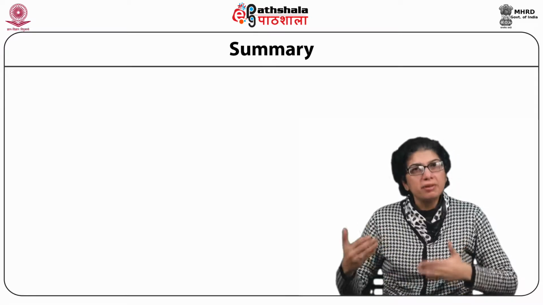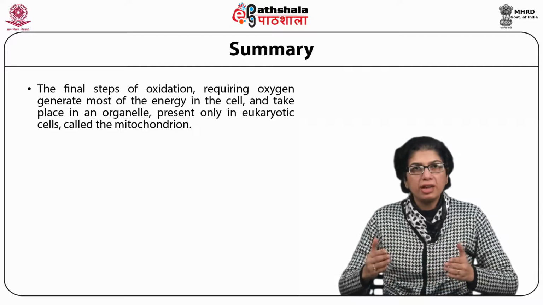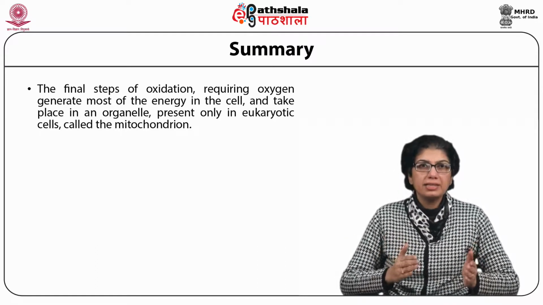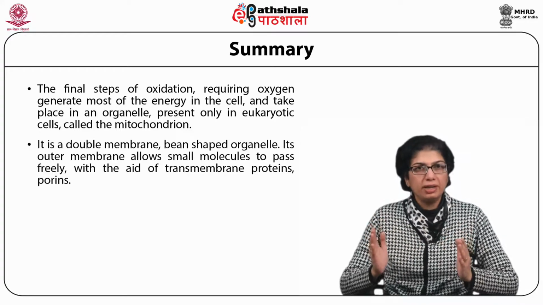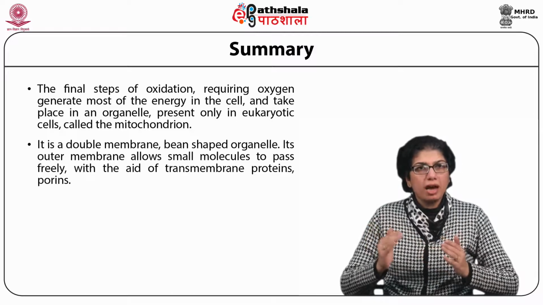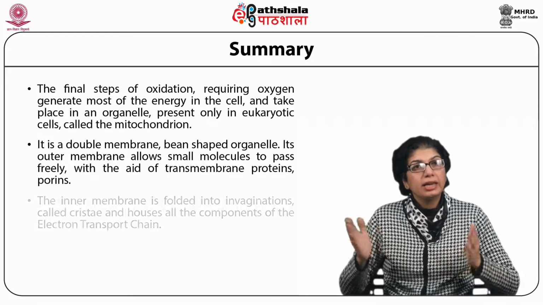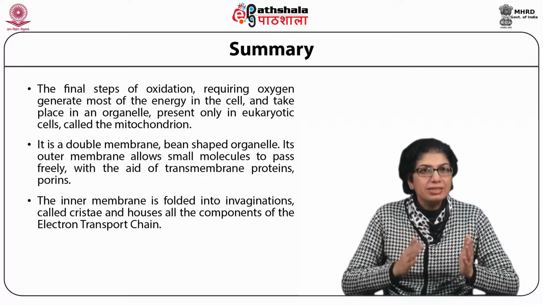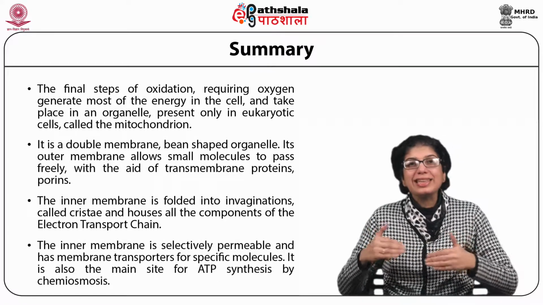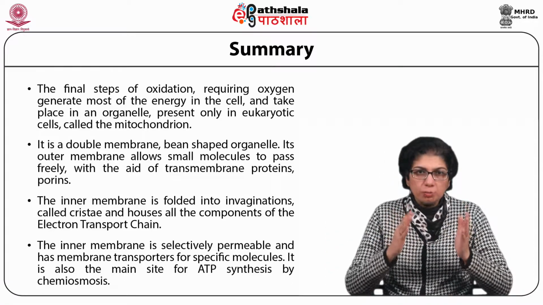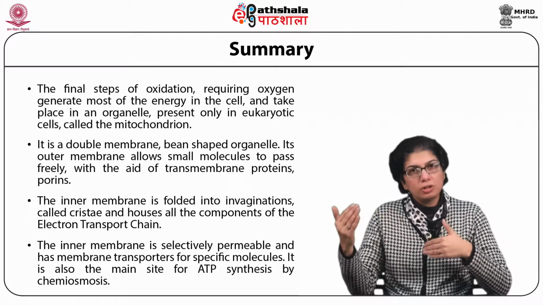So students, let us summarize what we have learned in this module. The final steps of oxidation requiring oxygen generate most of the energy in the cell and take place in an organelle present only in eukaryotic cells called the mitochondrion. It is a double membrane, bean-shaped organelle. Its outer membrane allows small molecules to pass freely with the aid of transmembrane proteins called porins. The inner membrane is folded into invaginations called cristae and houses all the components of the electron transport chain. The inner membrane is selectively permeable and has membrane transporters for specific molecules. It is also the main site for ATP synthesis by chemiosmosis.